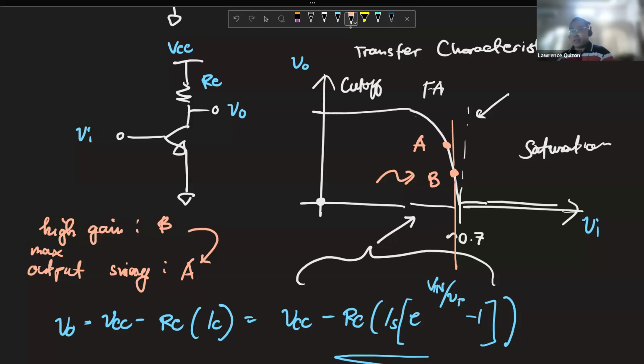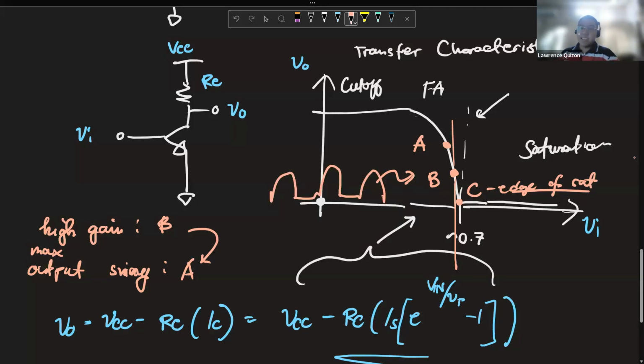Right? And note that the slope of this function gets steeper. It doesn't stop getting steeper until it actually hits saturation. So you can get a maximum gain right at the edge of saturation. But the problem with that is, C has the highest gain possible, but you never want to bias yourself at C, because your output can't move. Your output there is only half. Right? So that's not good.